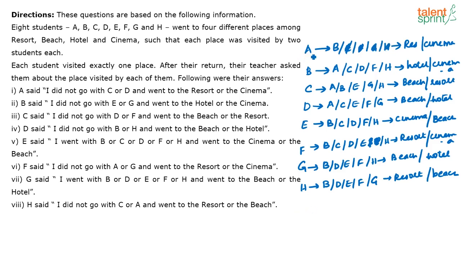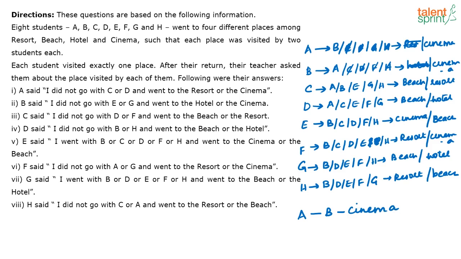So what do I get here? The first thing that I am able to fix is that A is going with B. And where are they going? A says I go either to the resort or to cinema. B says I go to either hotel or cinema. If both of them are going together, the only place that they can go to is the cinema. So that is one arrangement that you get. So you can cut out all this also. So the first thing that I've got is A is going with B and they are going to the cinema.